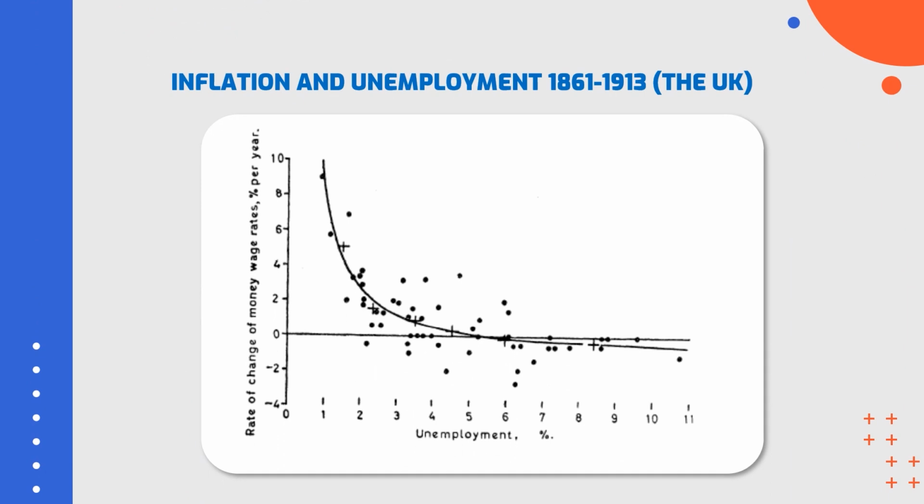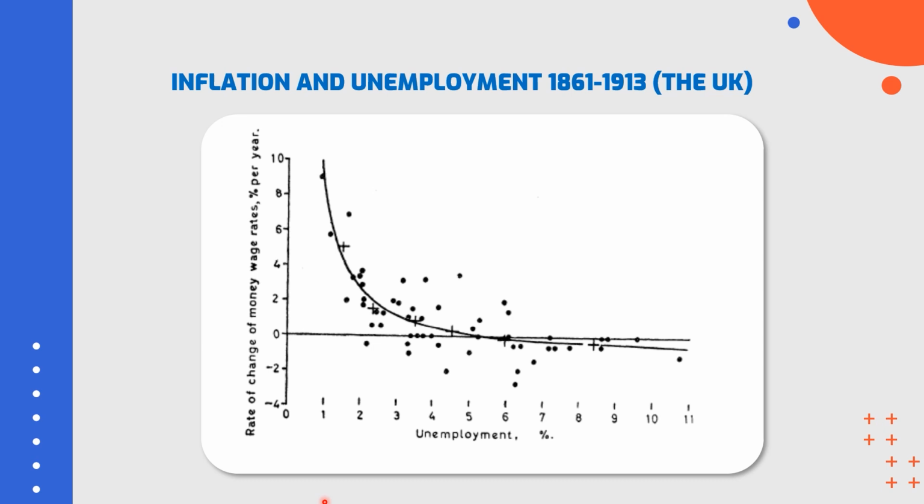Here we see the real historical data from 1861 up to 1913, where there is an inverse relationship between inflation and unemployment in the United Kingdom. So what does this graph tell us? When unemployment was low, inflation increased. When unemployment was high, inflation decreased. This confirms the Phillips curve hypothesis, at least during this historical period. However, as economies develop and new economic shocks emerge, the relationship between inflation and unemployment became more complex.